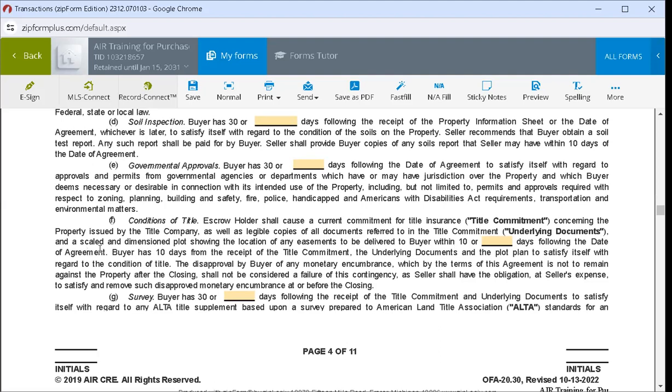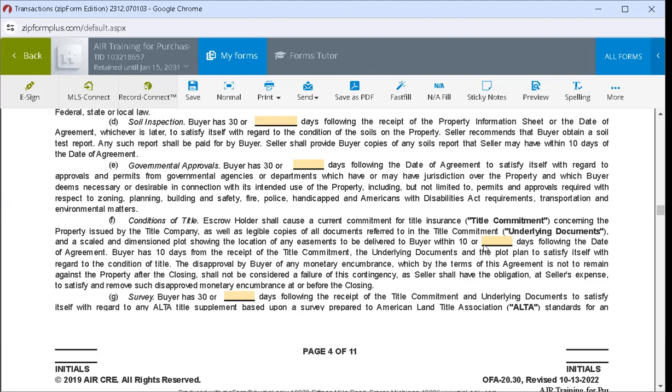So you're also going to ask title to provide you with a scaled and dimensional plot showing the location of easements. I always just call and order a plot map or easement, you know, plot easement map. So title will provide you that too. So along with that title commitment with the click links, so the other party can look at the underlying documents, you're going to give them the plotted easements, which title will give you. So make sure that you understand this.